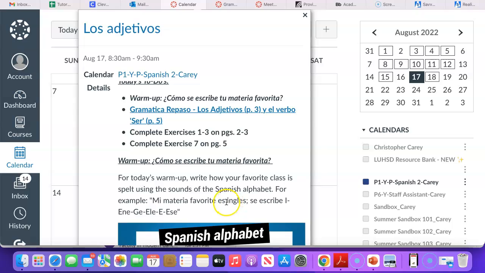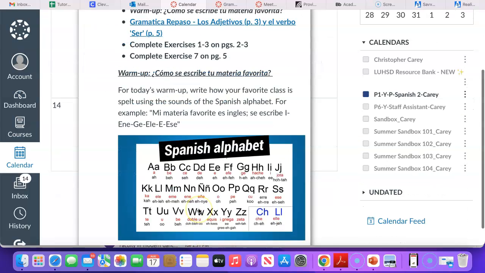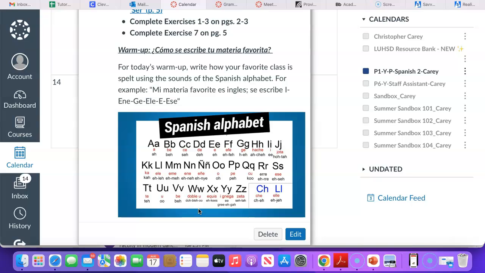Se escribe I, N, G, L, E, S. Mi materia favorita, should say favorita, es inglés. Se escribe, meaning it is written or it is spelt, and then there you have the sounds of each of the letters in the Spanish alphabet.